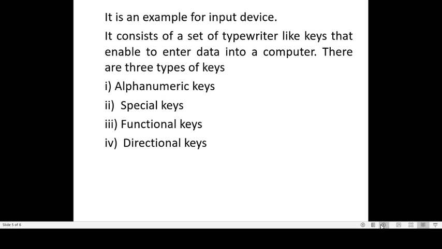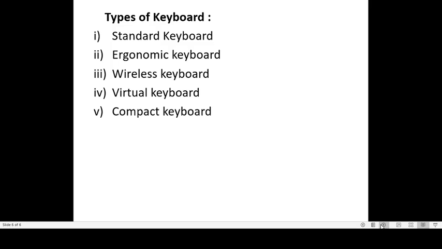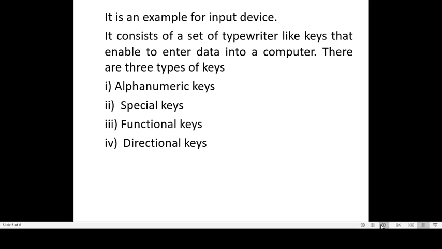In special keys there is again one more key called the directional key, which shows the direction. Alphanumeric keys are nothing but the combination of alphabets and numerics. Special keys are like backspace, delete, control. Functional keys are F1, F2, F3, F5, F7, and the functional keys have certain purposes.